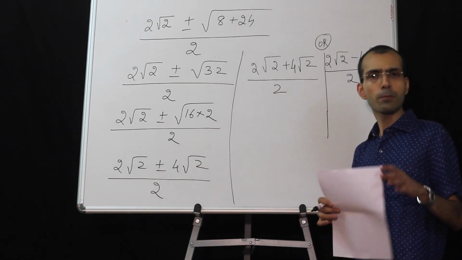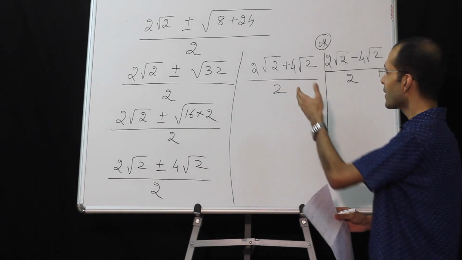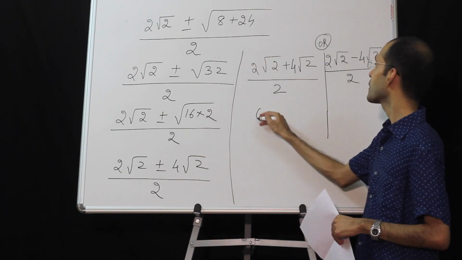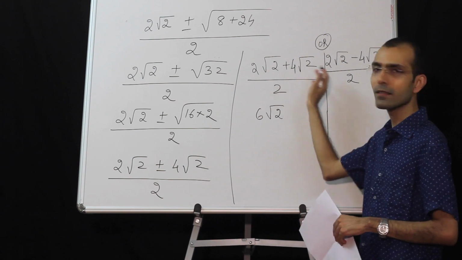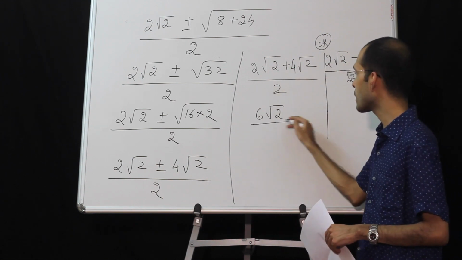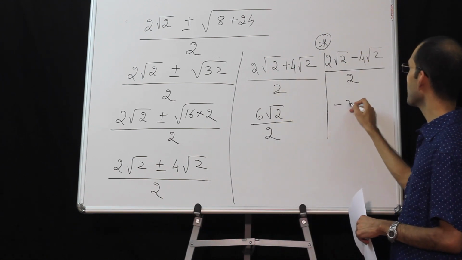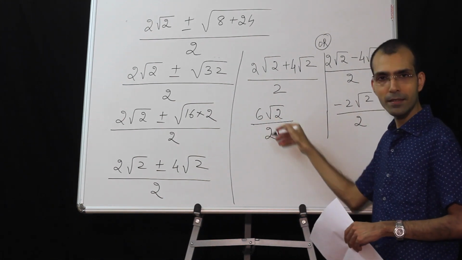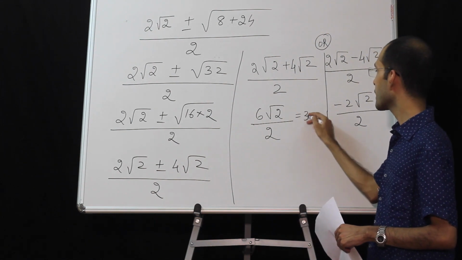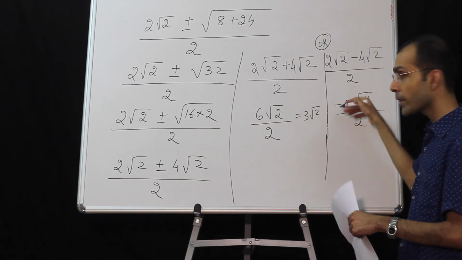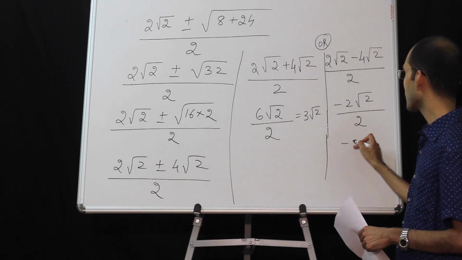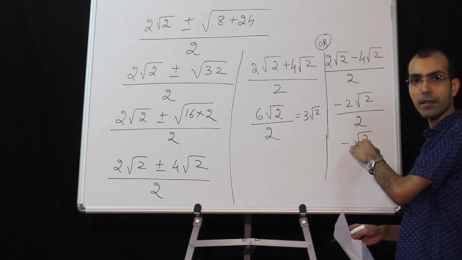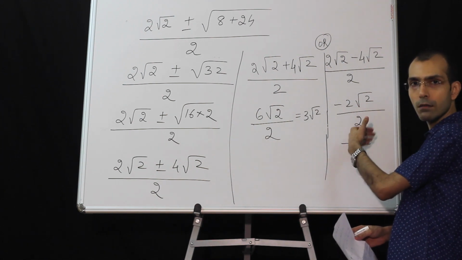Wait, do not put the value of root 2 here. There is scope for addition. In the end we will see what is to be done. This will be 6 root 2, radicals. 2 root 2 plus 4 root 2, 6 root 2 upon 2. This side it will be minus 2 root 2 upon 2. We can cancel 6 and 2. So this will be 3 root 2. Here 2 and 2 nicely gets cancelled. So it will be minus of root 2. Be careful, it is not root of minus 2. It is minus root of 2.